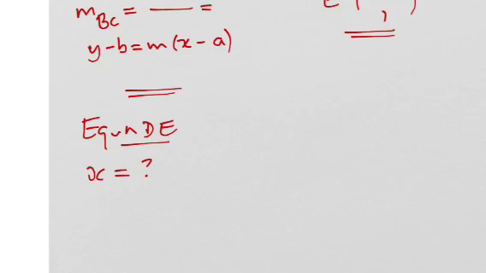Once you've got those, we just do simultaneous equations. So on your line here, you know the x coordinate, so if you substitute x in, you can work out the y coordinate, and that's going to tell you what the coordinates of point F are.